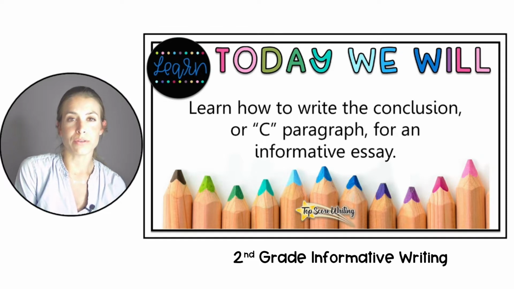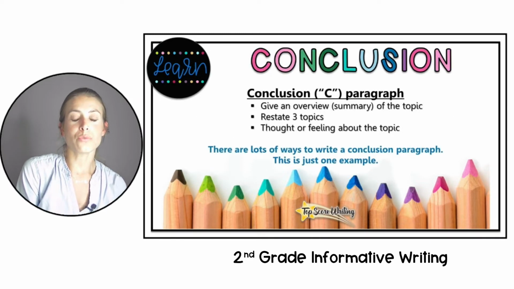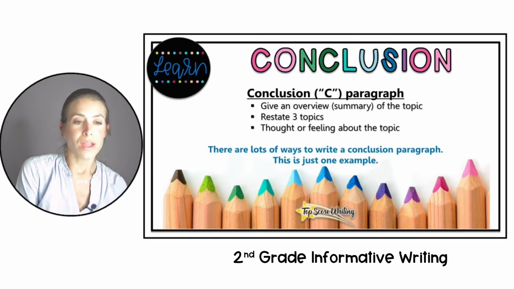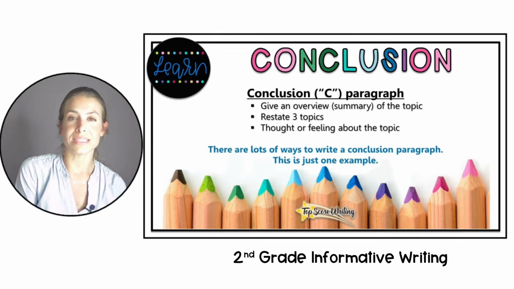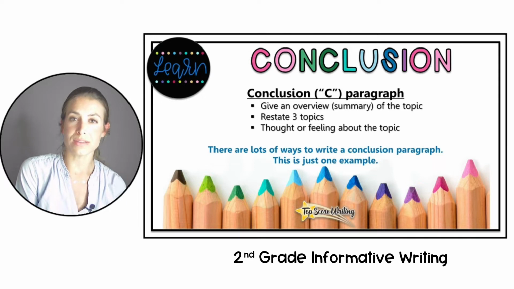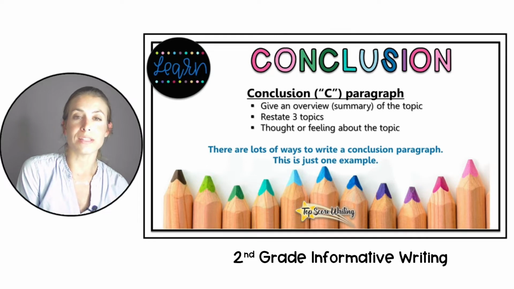The last paragraph is called your conclusion paragraph or your C paragraph. There are 3 components that you need to have a satisfying C paragraph. The first component is a summary sentence. This is an overview or summary of the topic. The second component is restating your 3 topics. Now, we stated our 3 topics in our I paragraph. You're restating them again in your C. So it's going to be very, very similar, but you still have to make it somewhat different. And then our last component is your thought or feeling about the topic.